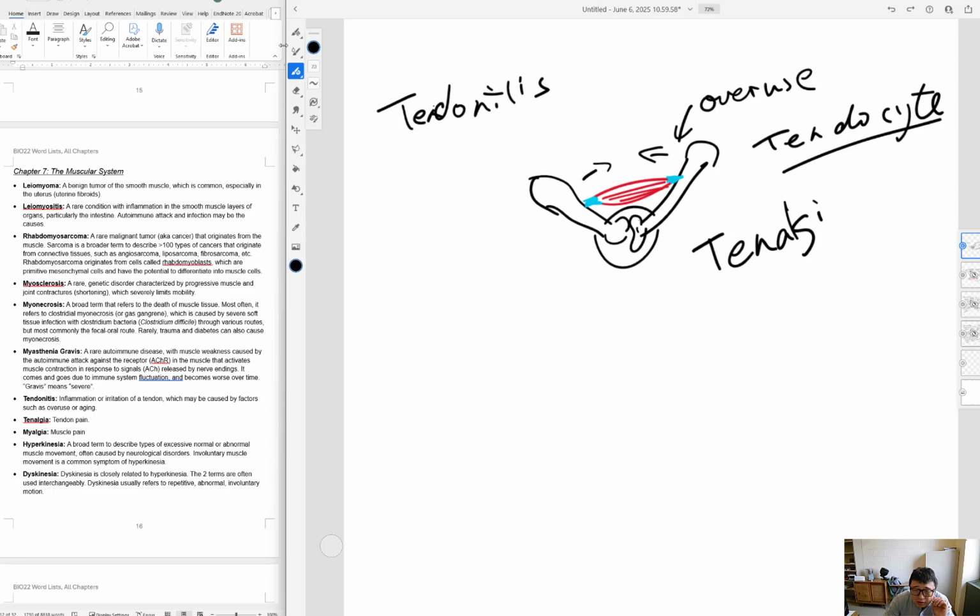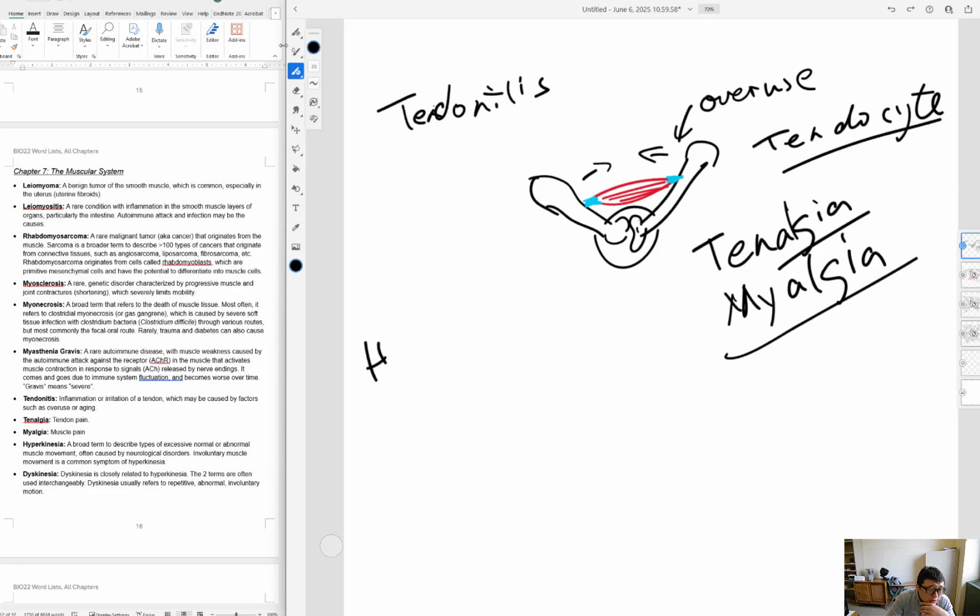Algia, tendon pain, and fibromyalgia, muscle pain. I guess even academic papers use muscle pain a lot, whatever.